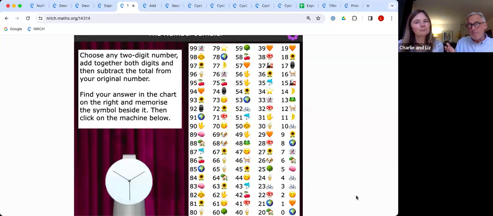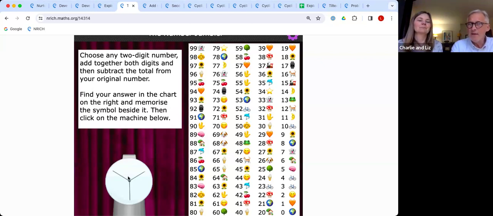Once you've chosen your two-digit number, please add together both digits. So in my case, I had 42. I'm going to add the 4 and the 2, and I'm going to get 6. Once you've added your digits, can you subtract that total from your original number? And you should find that your solution is somewhere on the chart on the right-hand side. And what I'd like you to do is find your solution and look at the icon, the image that is just to the right of your solution. In a minute, we're going to jumble all the icons up. So we'd really like you to remember what it is you're looking at.